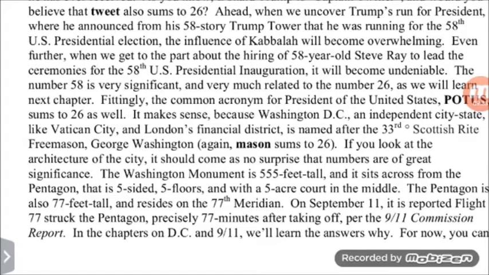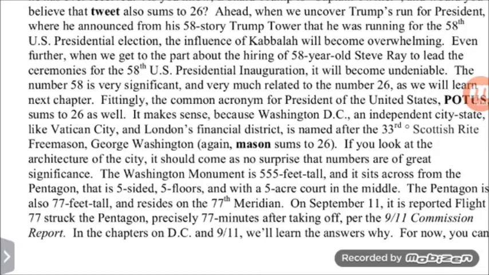Fittingly, the common acronym for President of the United States, POTUS, sums to 26 as well. It makes sense because Washington, D.C., an independent city-state like Vatican City and London's financial district, is named after the 33rd Scottish Rite Freemason, George Washington. Again, Mason sums to 26.